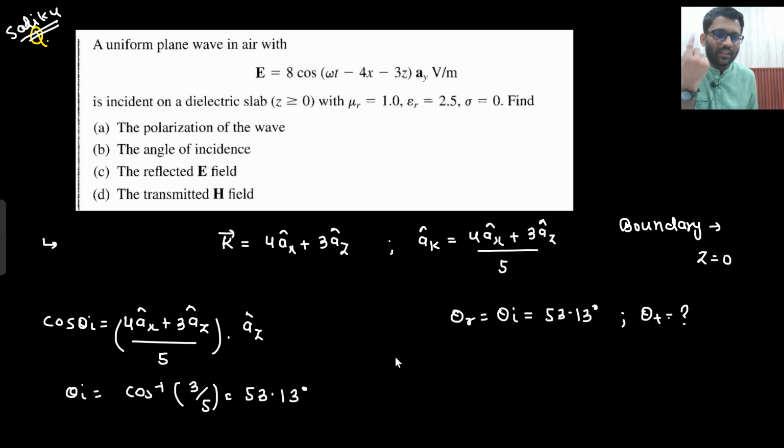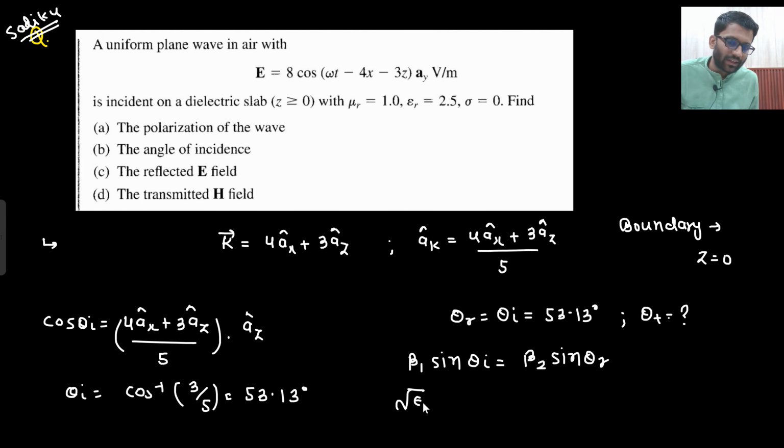How will we find out? Using Snell's law. What would Snell's law say? That beta 1 sin theta I is equal to beta 2 sin theta r. So beta 1, what did I say? It could be written as root epsilon r1, because beta is omega under root mu epsilon. So omega would be the same, just epsilon would be coming, and by default you will need to take non-magnetic material. So under root epsilon r1, this is traveling in air only, so under root epsilon r1 would be 1 only. Here sin theta I would be equal to beta 2. Beta 2 is under root 2.5. Under root 2.5 sin theta r.